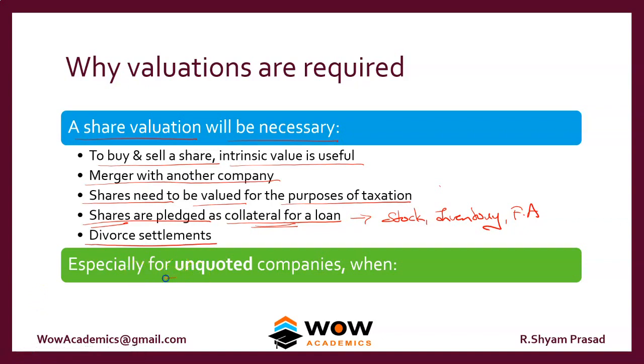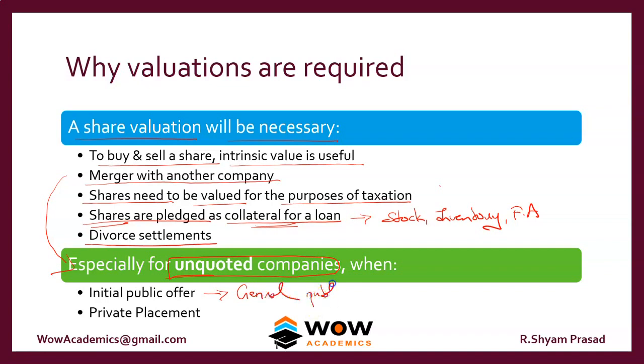Valuation is also used for an unquoted company. We also saw an example in terms of the merger, but we can also apply it for an IPO or a private placement. An IPO is selling the company's shares to the general public, and a private placement is selling the company to a few institutional investors.